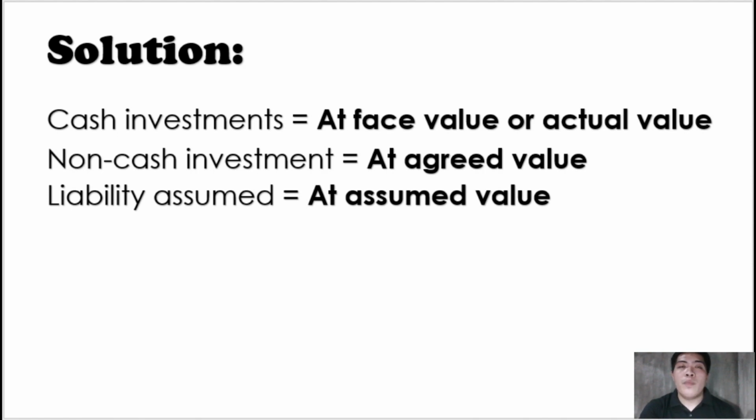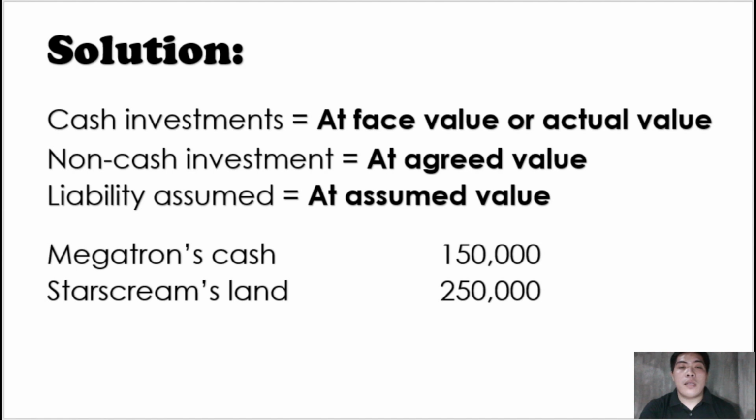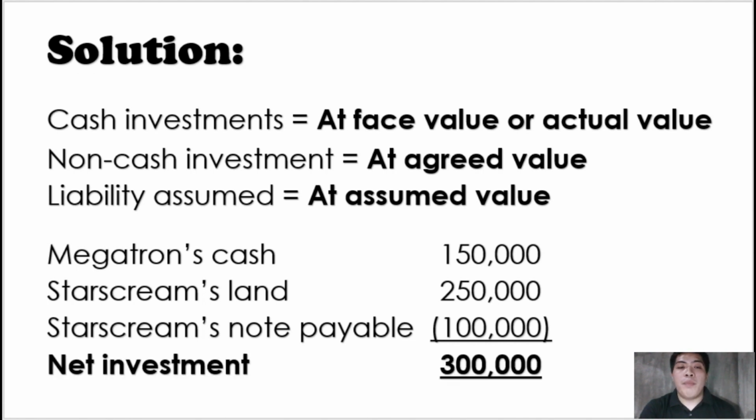Yung assumed value, always naman yan kung magkano yung attached liability dun sa assets na meron or ininvest. Okay. So, Megatron's cash, 150,000. Then, Starscream's land at fair value, yung 250,000. Then, bawasan ng note payable na 100,000. Yung pinaka-net investment natin sa partnership, we have 300,000.